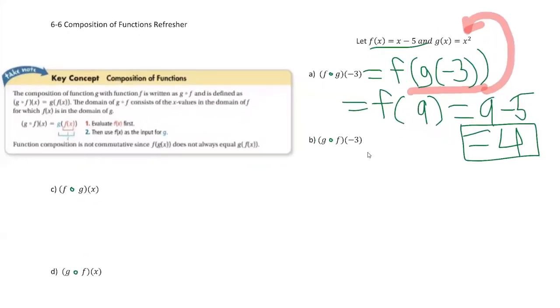How about you guys try question B? What if it was g of f of negative 3? How would you work this out? If it helps you to get started, remember how you would write this. This is g of f of negative 3. So take a second, see if you can figure this one out on your own.